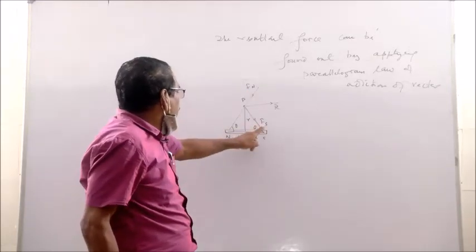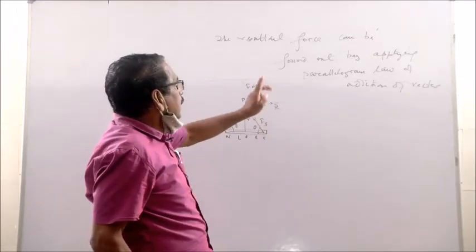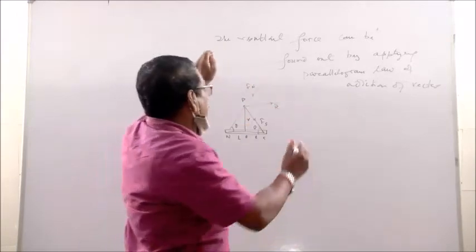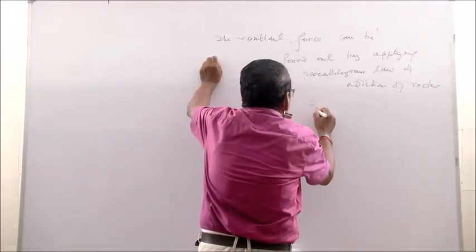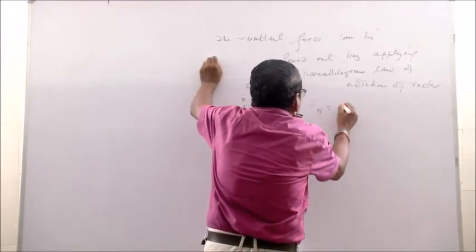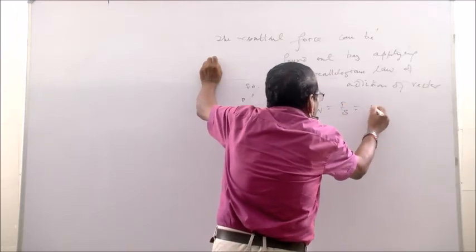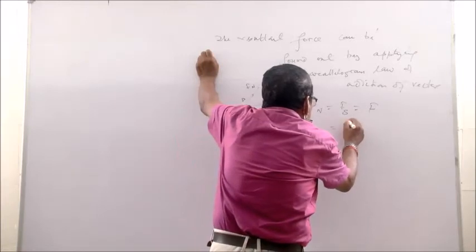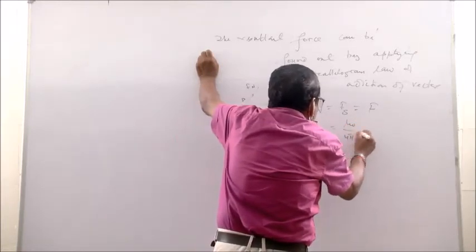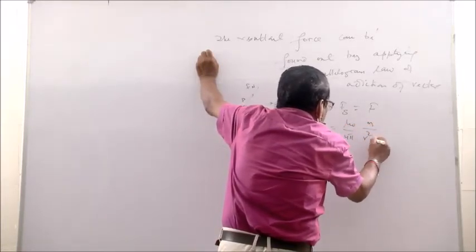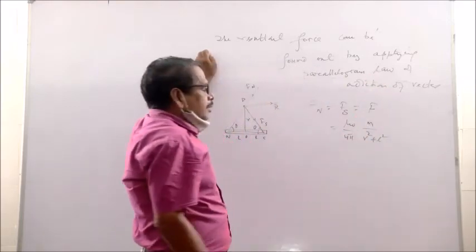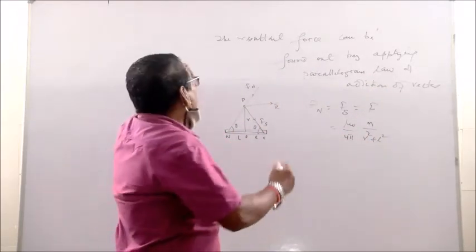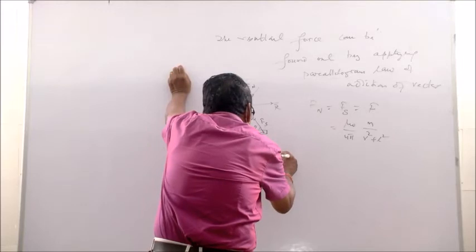One is Fn, the other is Fs, and both the magnitudes are the same. Fn is equal to Fs, let it be F, because the magnitude is the same. What is the value? Mu 0 by 4 pi, m by r square plus l square. How to find out the resultant? The resultant force.